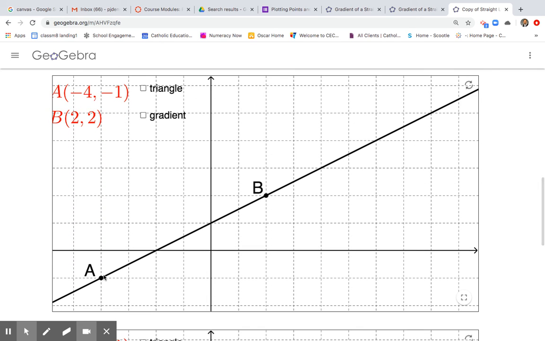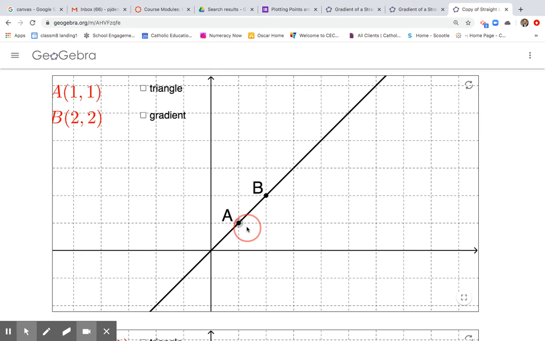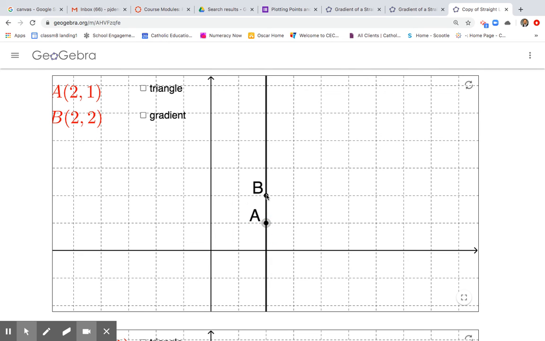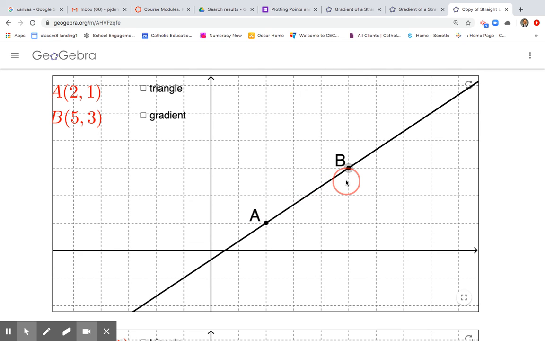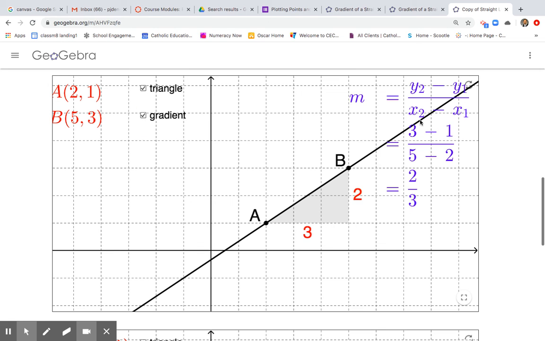We'll change it up. Let's move this one, A, to there and the B to here. So what do we think the rise over the run is? It's risen 2 and it's run 3. So the gradient should be 2/3, 2 over 3. How did we get that? The difference of the y's, 3 minus 1 is 2. 5 minus 2 is 3. And if you look at over here, difference of the y's over difference of the x's. 3 minus 1 over 5 minus 2, 2/3.